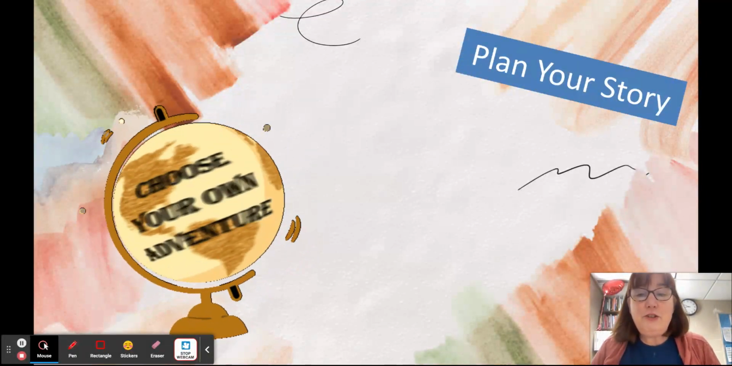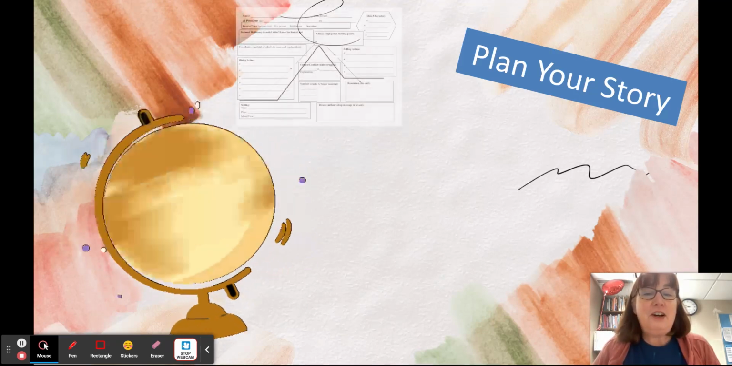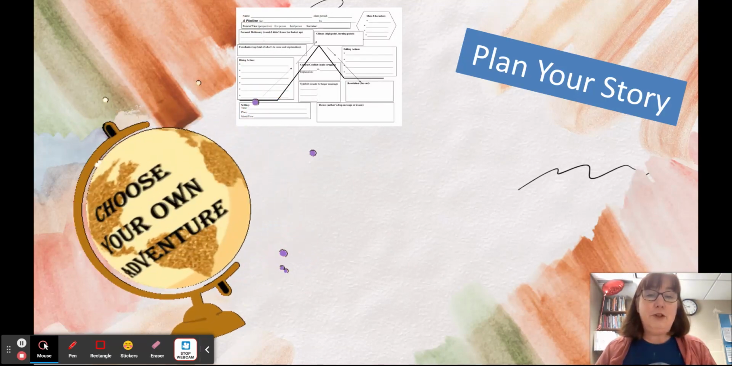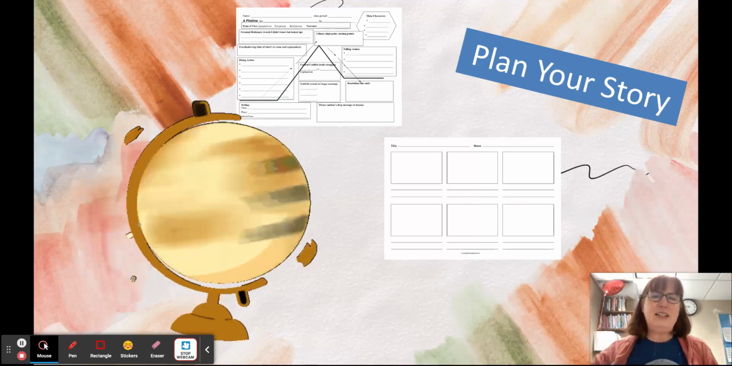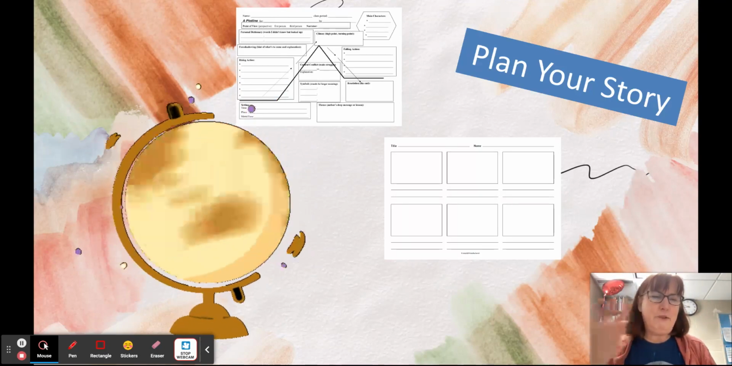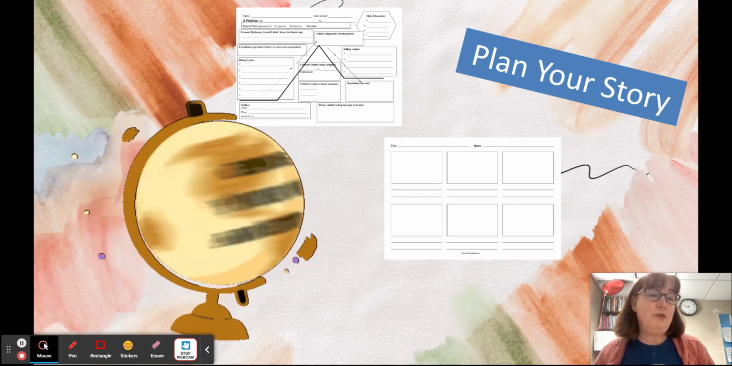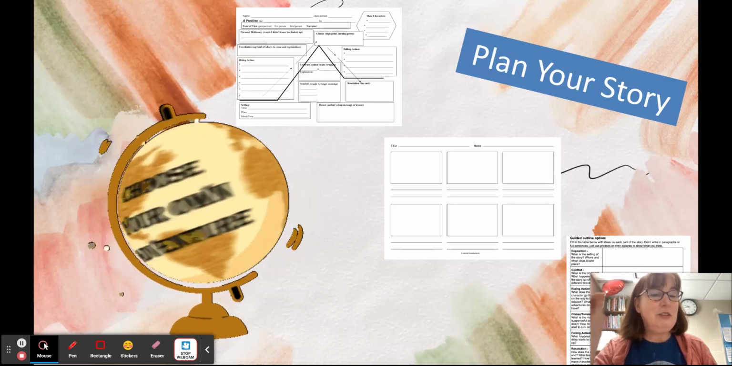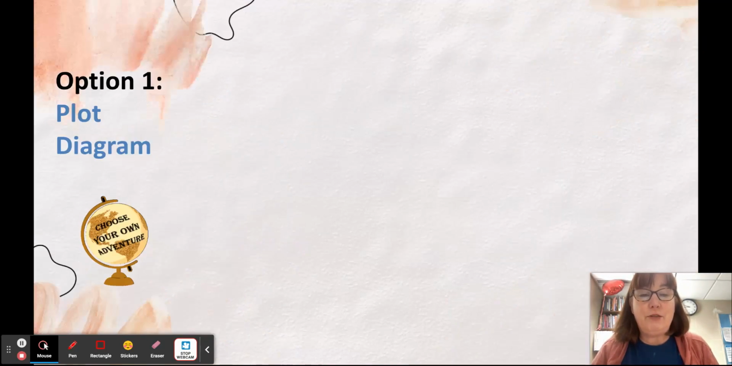Now, to plan your story, you can choose your own adventure. There are a number of different ways you can do this. You could do a plot line for your story. You could do what's called a storyboard, where you're not necessarily thinking about that line, but first this happens, then this happens. And if you choose the storyboard, that's one that you could use to draw. Or you can do something called the guided outline approach, where you answer questions. I'm going to talk you through each of those.